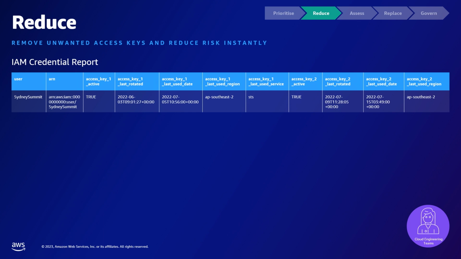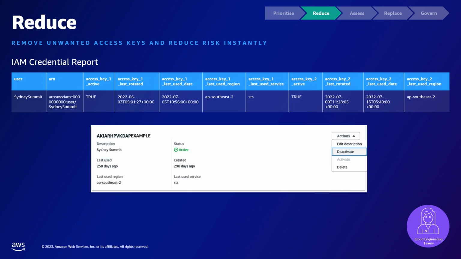From the report, you can easily filter on keys that have not been used over 90 days, or in some cases, like this example, it had not been used in over 250 days, which is quite some time ago now. We can see that the last used service was AWS STS, and the region was AP Southeast 2 or Sydney. In this case, you should be looking to deactivate the key first by engaging with the right team members to make sure that the deactivation of the key does not impact any application or process. And once a period of time passes, you would be in a good place to delete this unused access key.